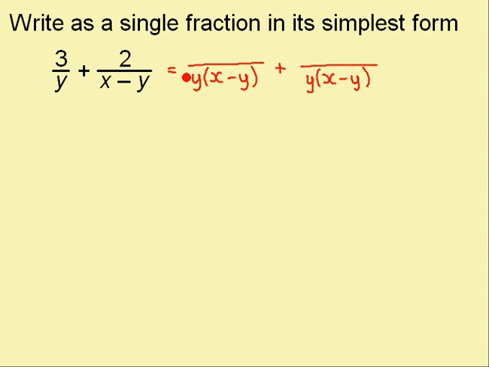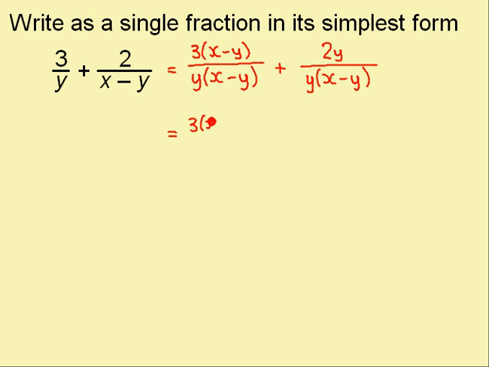So I'm going to write 2 fractions with this as the denominator. Now to get this to this, I've multiplied by x minus y. So I multiply 3 by x minus y. To get this to this, I've multiplied by y. So I multiply 2 by y. Now I can write this as one single fraction over y x minus y.